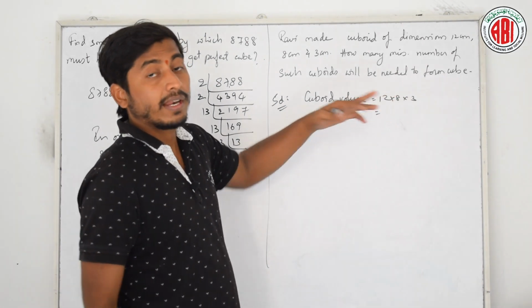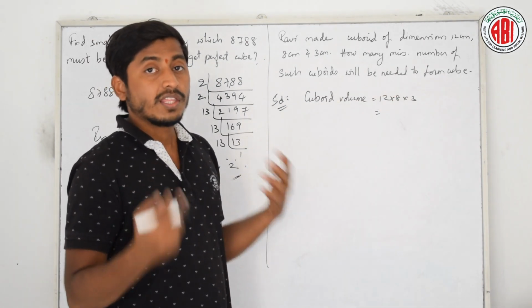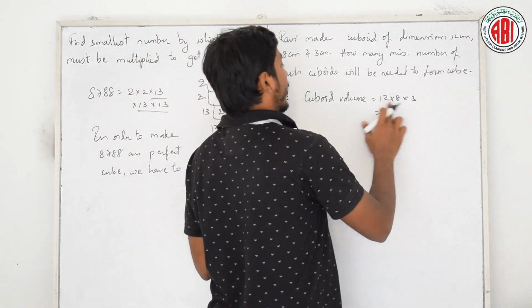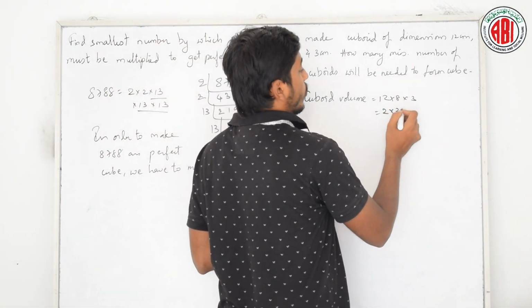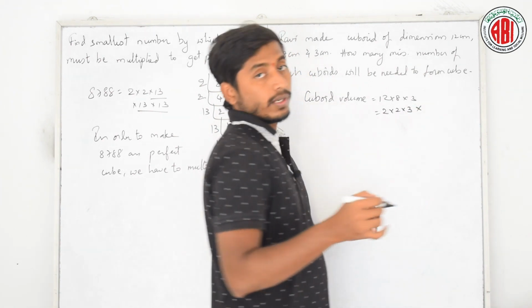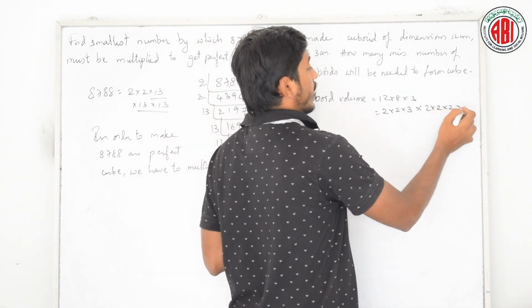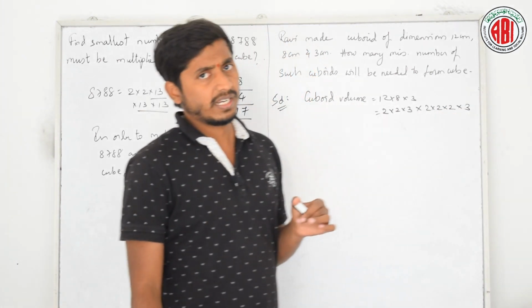And check whether you will get a perfect cube or not, because the volume of a cube is a cube. See here, 12 can be written as 2 into 2 into 3. 8 can be written as 2 into 2 into 2. Then next 3. Is it fine?